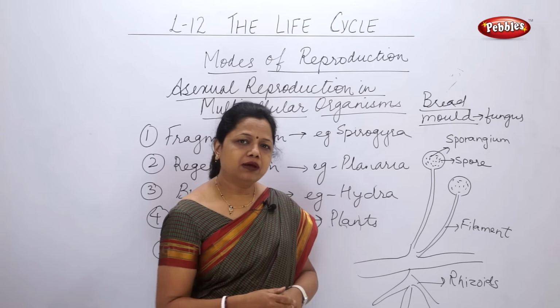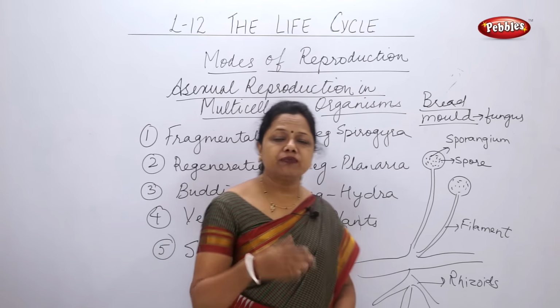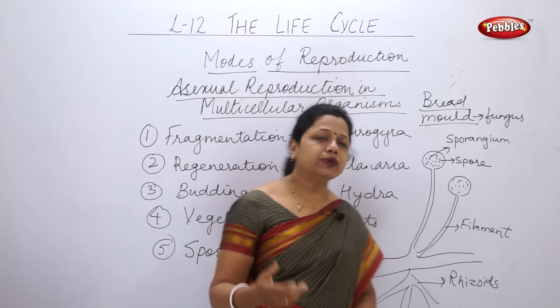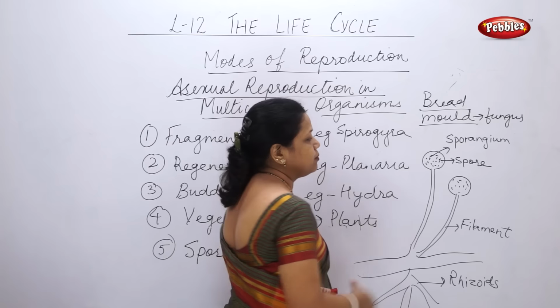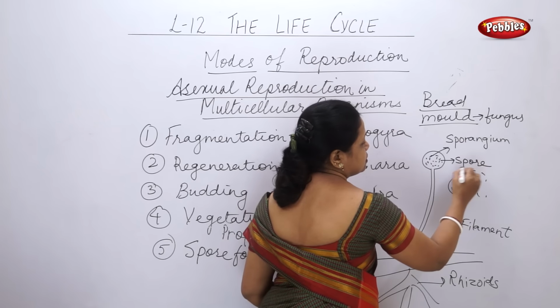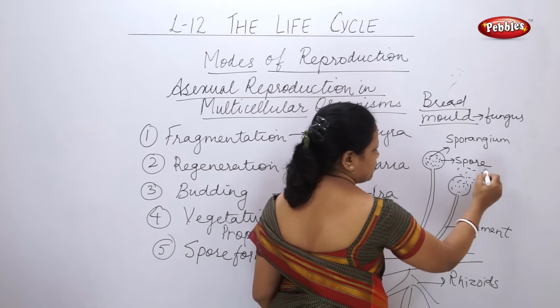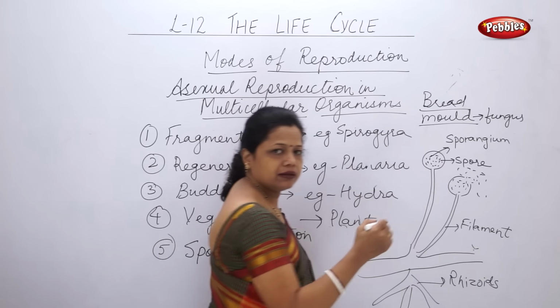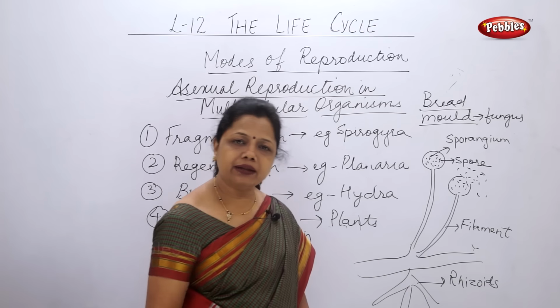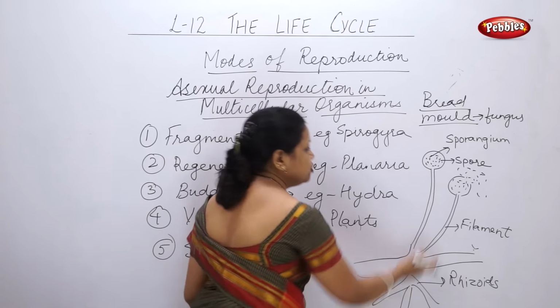Now what is happening? When it attacks the bread, this sporangium starts maturing. When it starts maturing, a stage will come when it will burst open. When it bursts open, the spores come out. When the spores come out, they fall on the bread again. And when they fall on the bread again, each spore forms a new filament with a new sporangium. So imagine how fast this spreads.